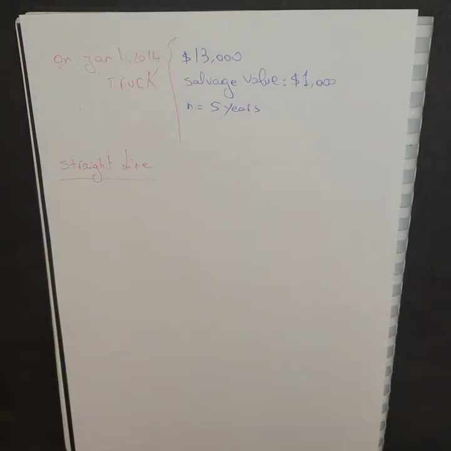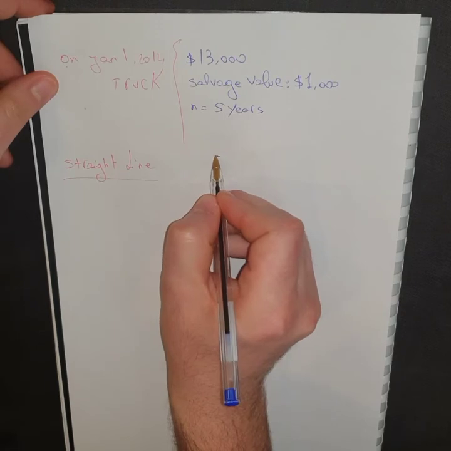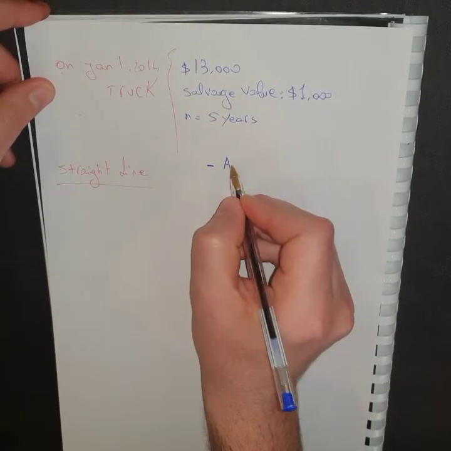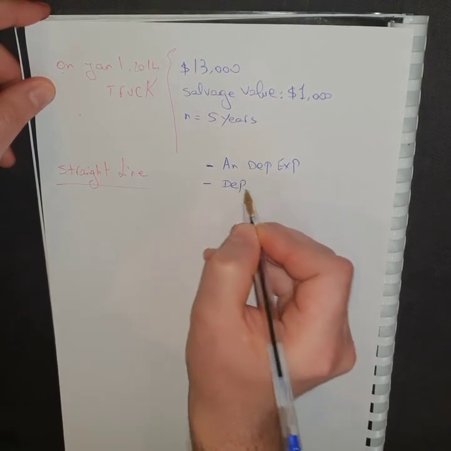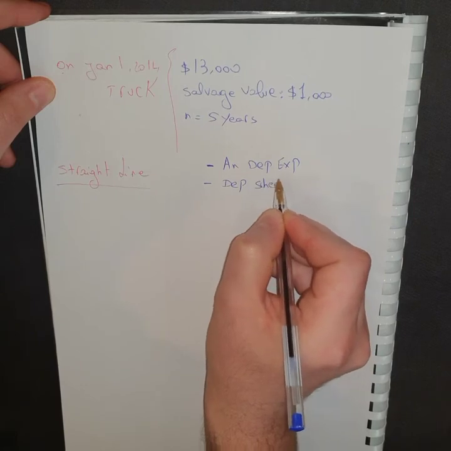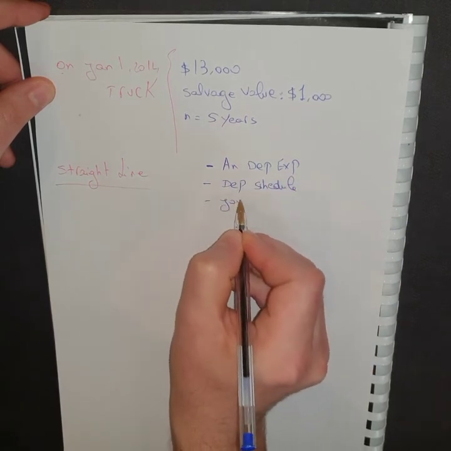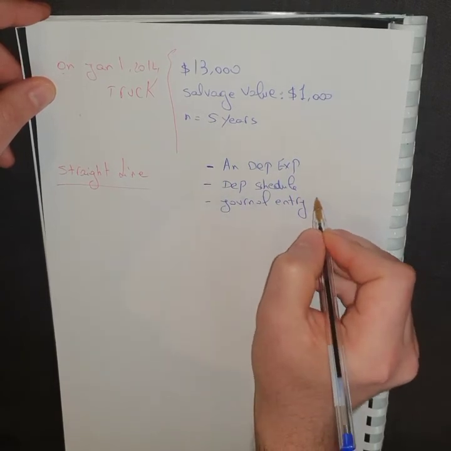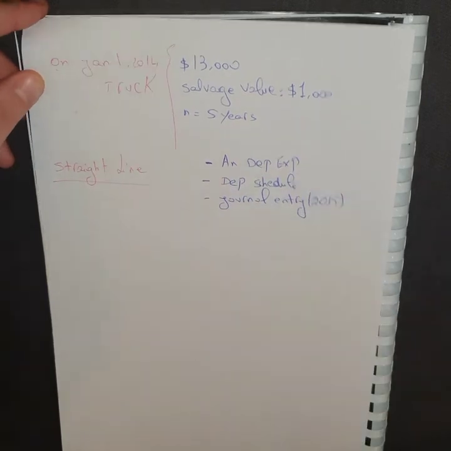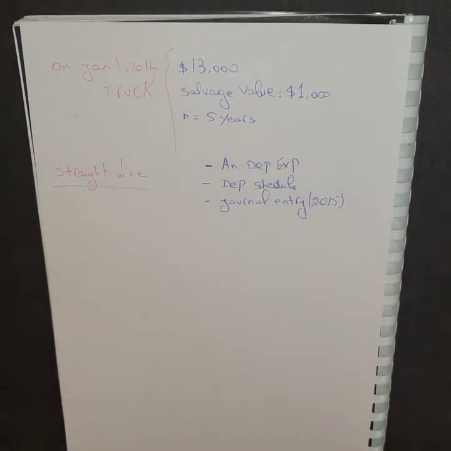First, it is required to prepare the annual depreciation expense, then to prepare the depreciation schedule, and then to prepare the journal entry for 2015. So always, under the three methods, we have to calculate the annual depreciation expense and then prepare the depreciation schedule and then the journal entry for 2015. So we start with the straight line method.